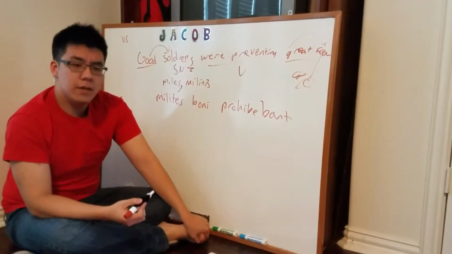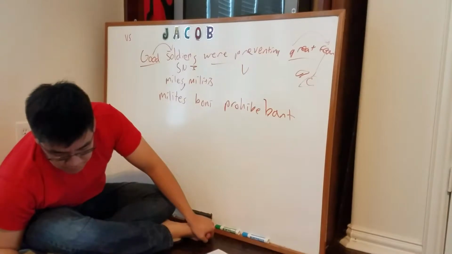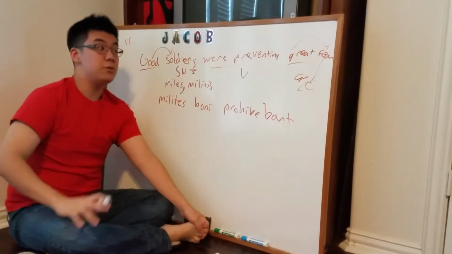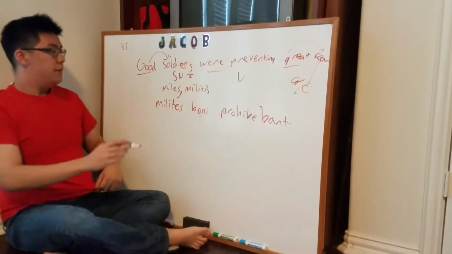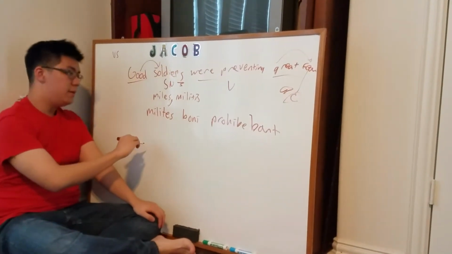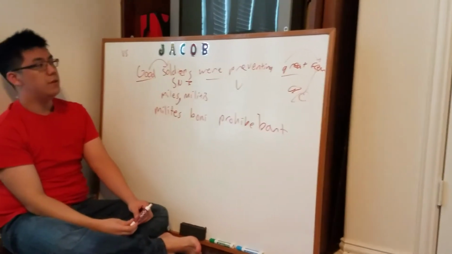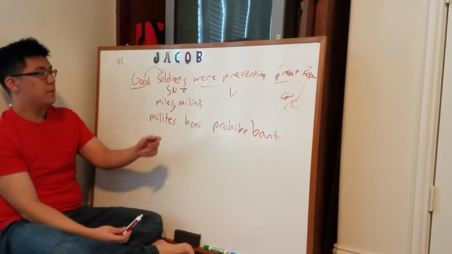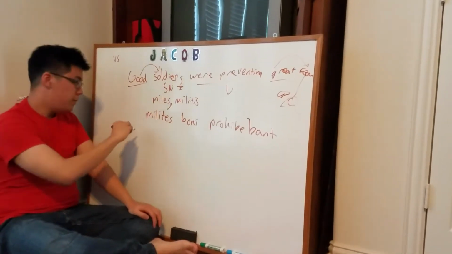Metus is actually fourth declension, so watch out for that. Metum. Well, first of all, it's going to be accusative singular, right? Because it's the direct object. So it goes -us, -ui, -um: metum.